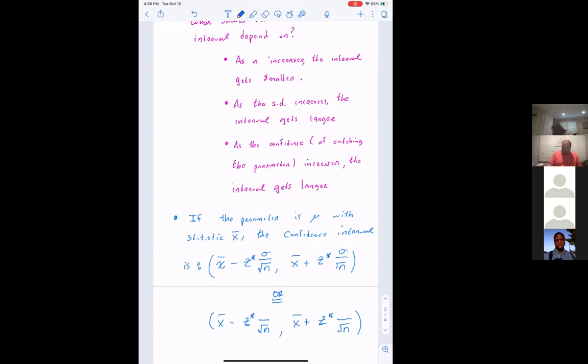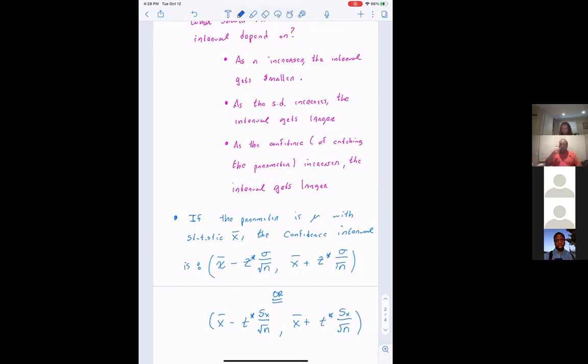Luis got it. It's the sample standard deviation. If you don't know the actual standard deviation, well, the next best thing to replace it with is the sample standard deviation. However, when we do that, we actually, unfortunately, have to replace Z star with something called T star.